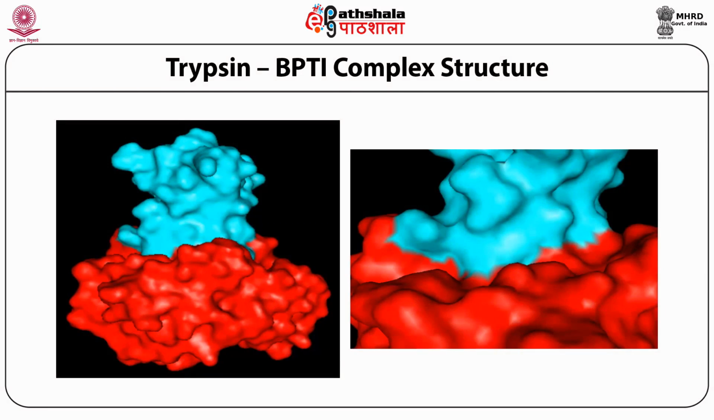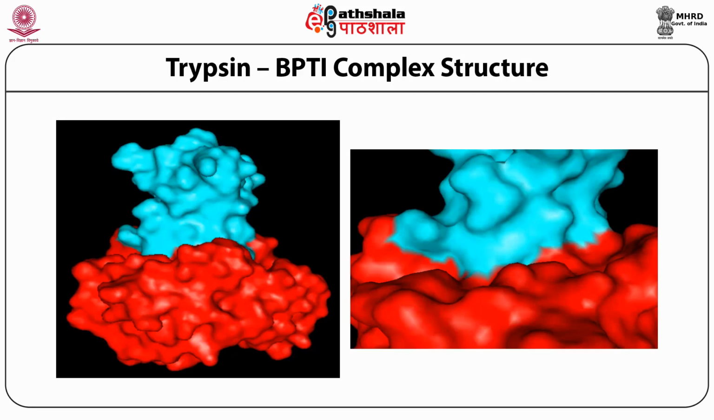The same trypsin BPTI complex structure is shown in the space fill model. The red structure is trypsin and the cyan, bluish one is BPTI. If you see the structure, there is no space between these two structures. The binding is very tight. The complementarity of the surface structures is very accurate. So the surface complementarity and the rigid structure of BPTI make the complex very strong.